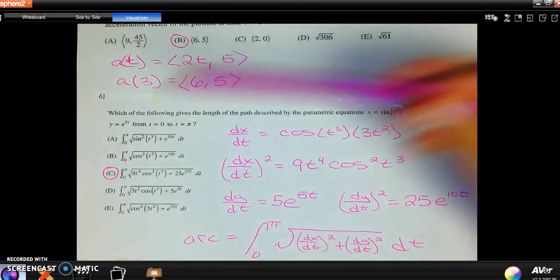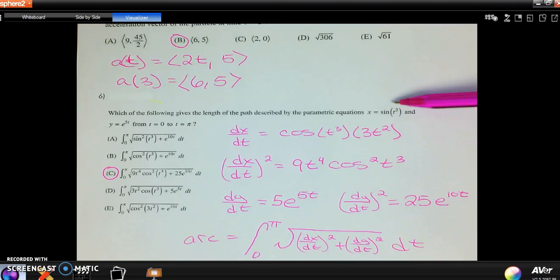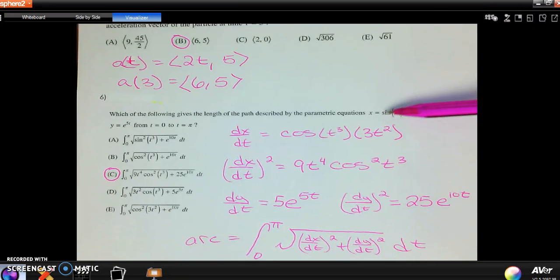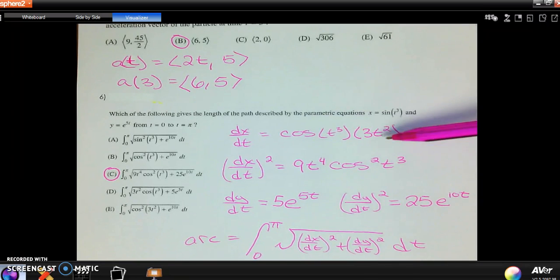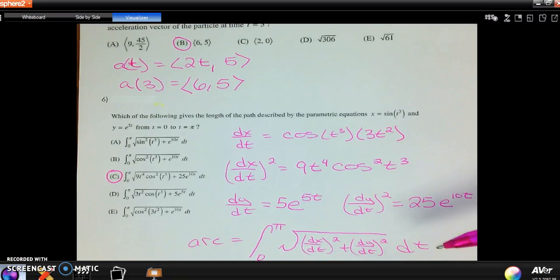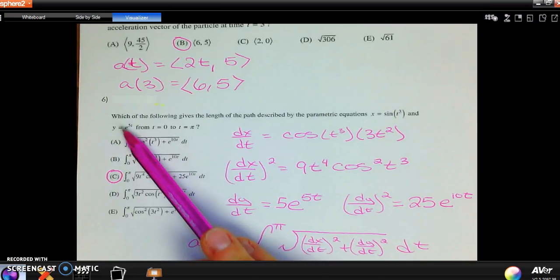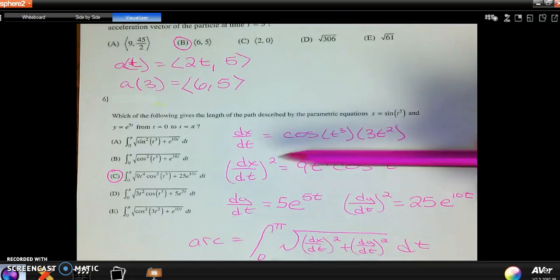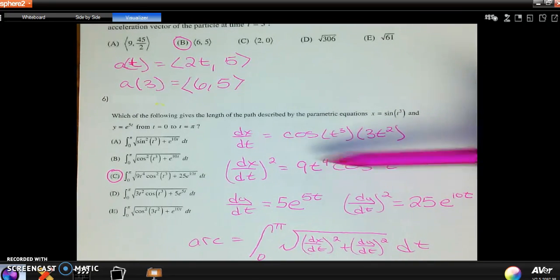And then the last one, it's another arc length. Be careful when you take the derivative of this. The derivative of sine of the junk is cosine of the junk times the derivative of the junk. So there's a chain rule in there. Also, the derivative of e to the junk is e to the junk times the derivative of the junk. So just be careful while you're taking those derivatives. And then when you're squaring them, make sure you know how to square those properly. And you should be great.